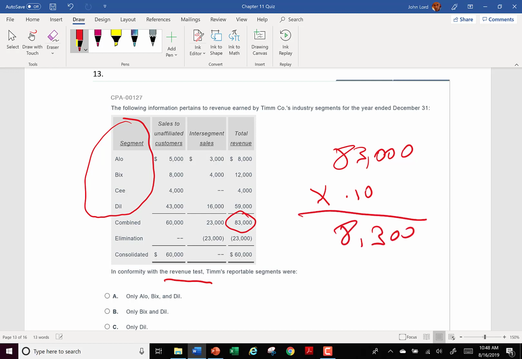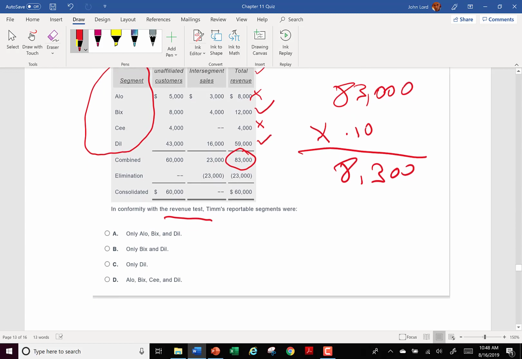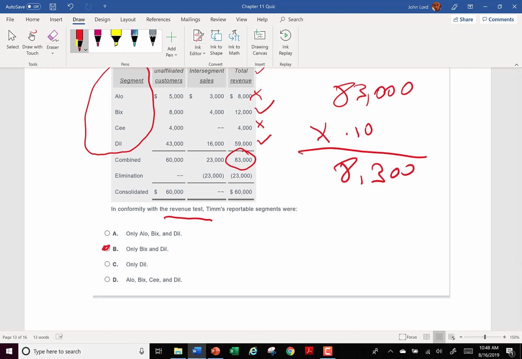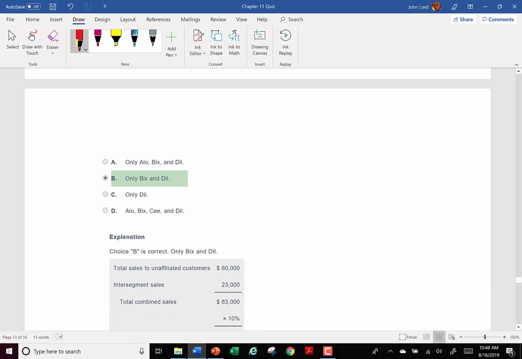8,300 as our threshold. Now we go through and look at our segments to see which ones are big enough to be reported as a segment. Again, we don't worry about eliminating intercompany transactions. We just look at the total. And so Aloe is not big enough. Bix is. C is not. Dill is. So the answer to this question is: only Bix and Dill would be reported as a segment. And you can see that down here.